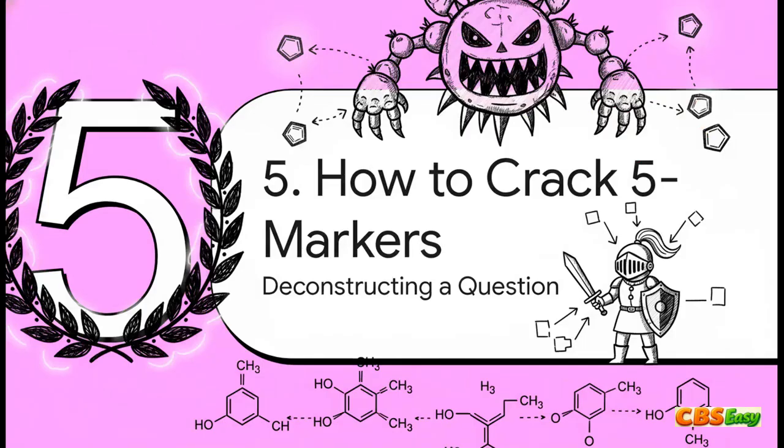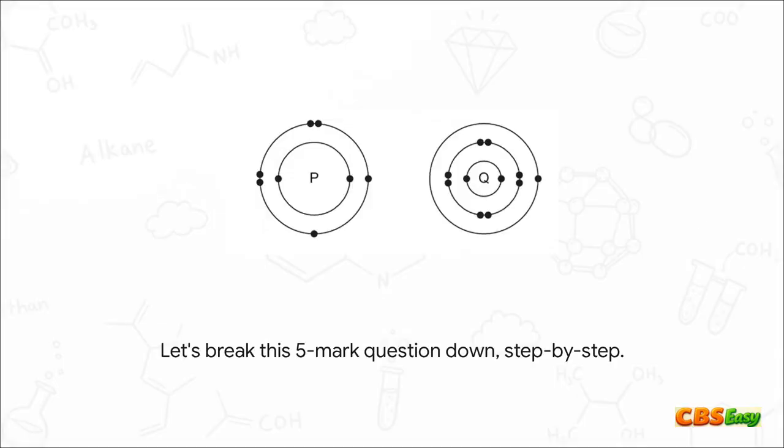We've built the foundation. We know the properties, the naming, the key reactions. Now it's time for the final challenge, the 5-mark question. These look really intimidating, but they are just a series of smaller, connected problems. Let's break one down together. So here we have it, a full 5-marker right from a CBSE sample paper. It starts with a combustion equation and then asks about the hydrocarbons' properties. It looks like a lot, I know, but we are going to tackle this thing piece by piece.